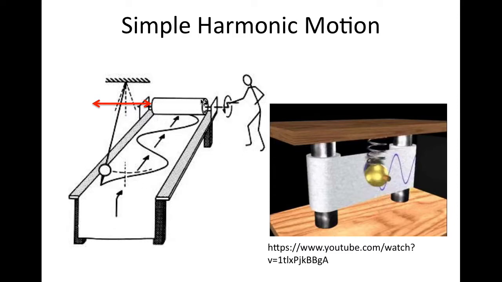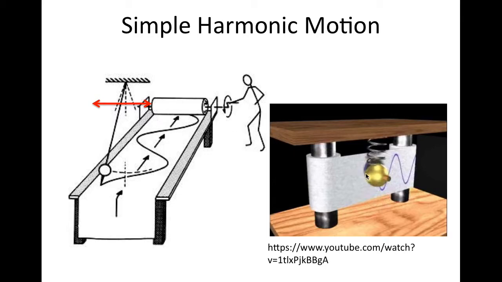If the person begins to roll and spin this part right here so that the conveyor belt moves the paper and the pendulum is still swinging, you would create a wave, a sine curve. So you would actually create a motion that looks like this.